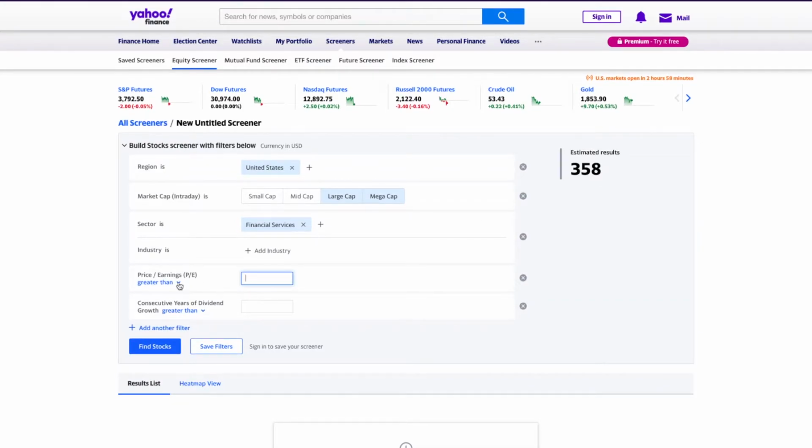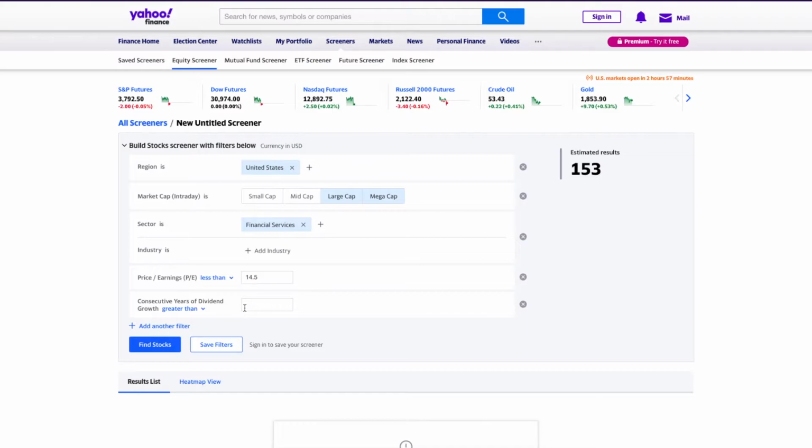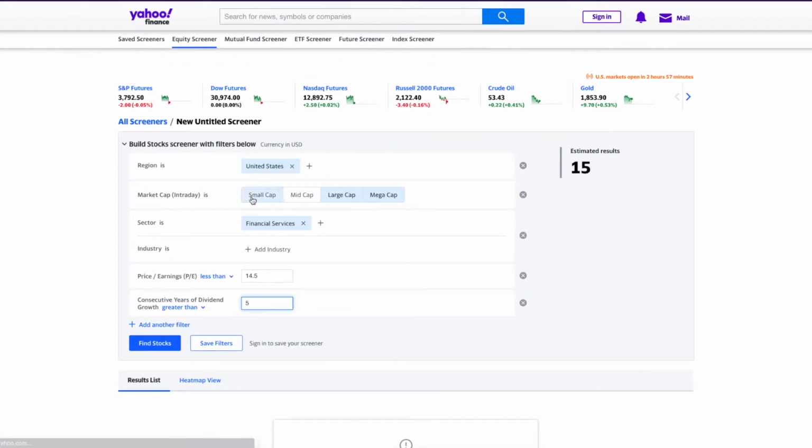For the PE ratio, the industry average for financial services is around 14. Again, the PE ratio can vary depending on sector. You might see larger PE ratios for tech and consumer cyclicals like the EVs, but generally for financial services, about 14.5. So we're going to set that as less than 14.5. And for consecutive years of growth, I think 5 years is a good indicator. So we've now narrowed it down to 15 potential long-term investments.